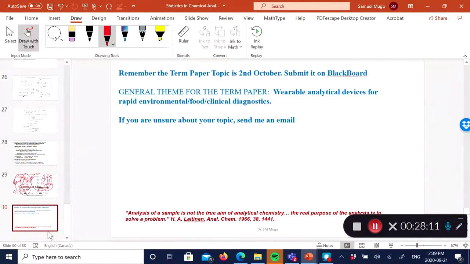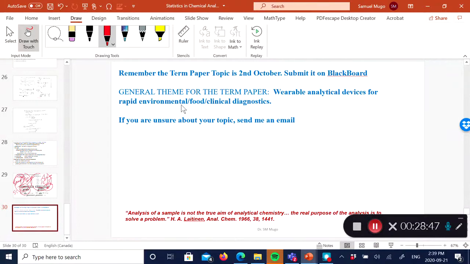So lastly, just to remind you, remember the term paper topic is due on the 2nd of October. You should submit it on Blackboard. Remember the general theme, as I had said in the course outline, is going to be on wearable analytical devices for diagnostics of different things. And again, I said you can personalize your term paper topic based on what your career interests are. I had given lots of possible suggestions of what you can do.